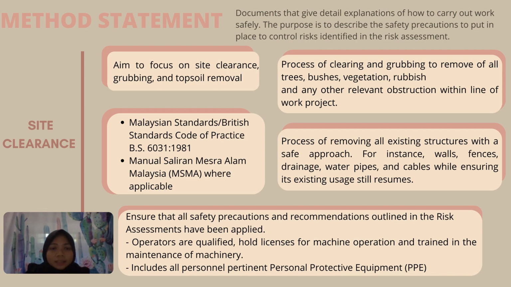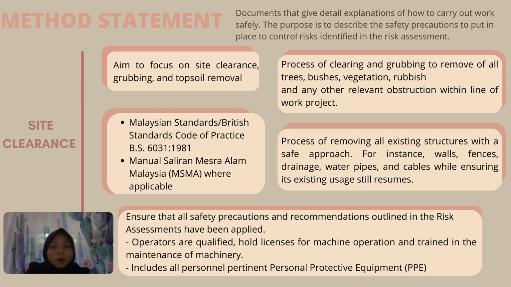So what is site clearing? In this method statement, I stated that it aims to focus on site clearance, grubbing, and topsoil removal. The process of clearing and grubbing is to remove all trees, bushes, vegetation, rubbish, and any other relevant obstruction within the line of the work project. Okay, so what is the standard that we are following? The standard that we are following in these site clearance activities is, first, the Malaysian Standard or British Standards Code of Practice BS 6031:1981, and then Manual Saliran Mesra Alam Malaysia MSMA where applicable.